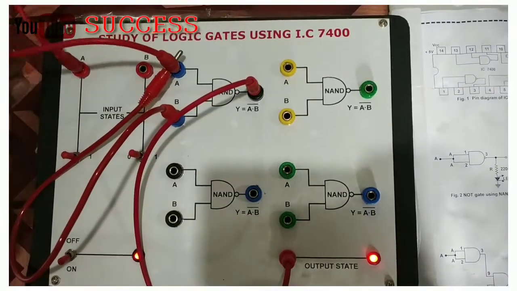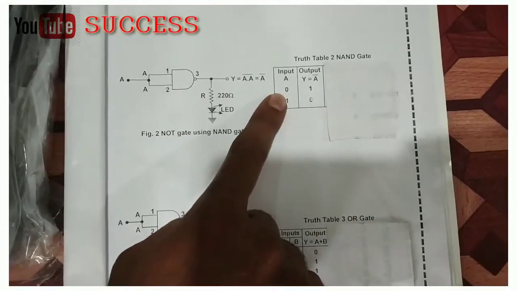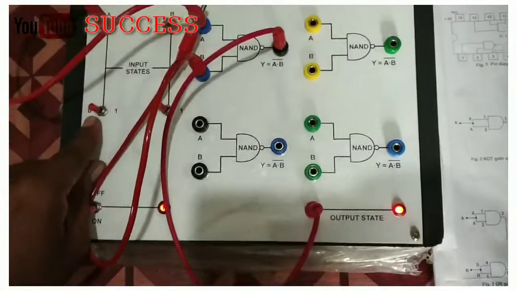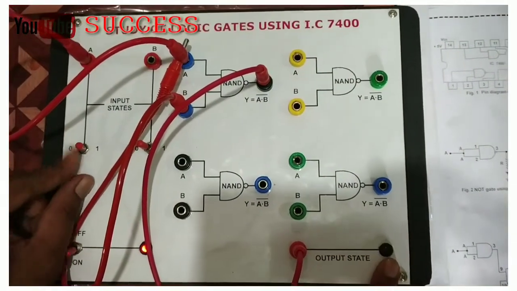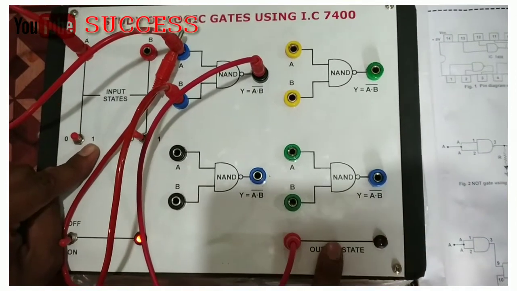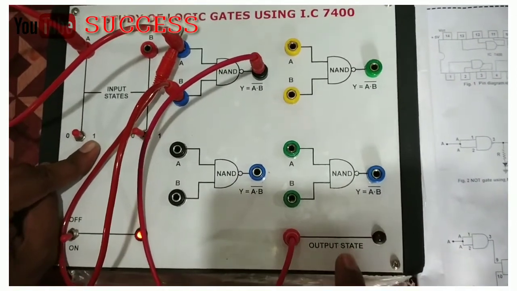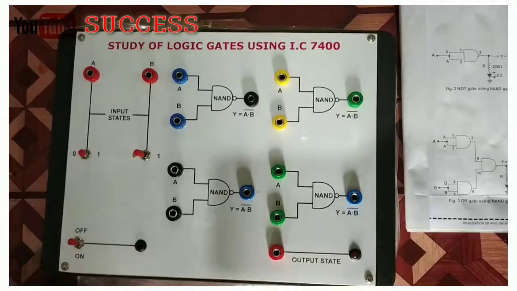Now check here: if the input is 0, then the output is 1. See here, the input is 0, the output is 1. Next, if the input is 1, the output is 0. This is the truth table verification of the NOT gate using the NAND gate.